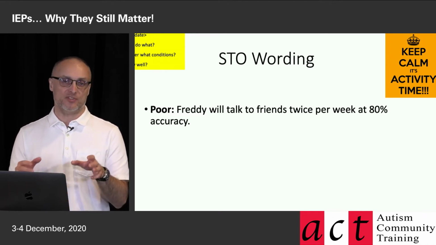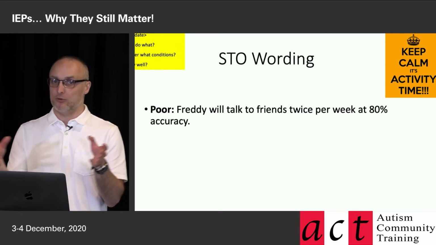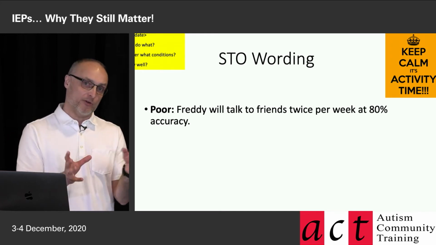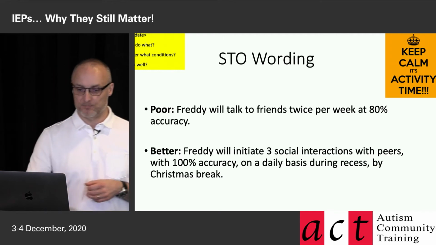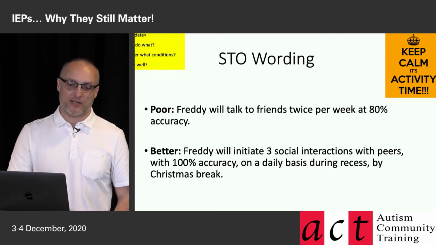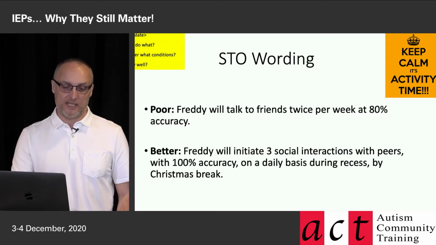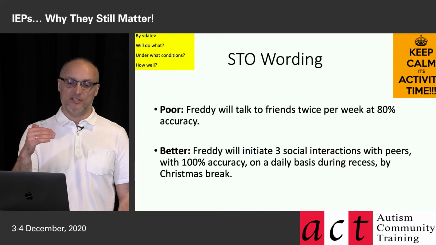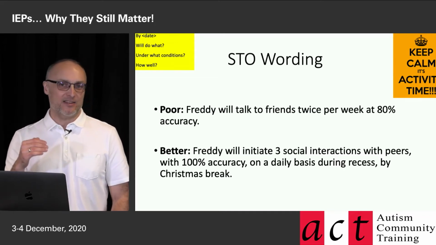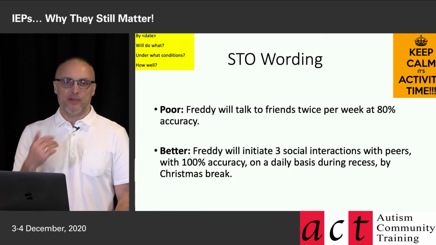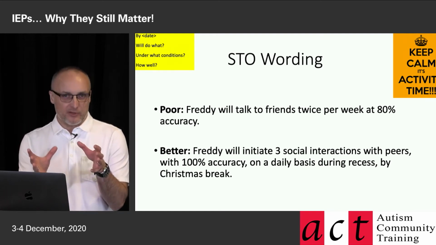And there might be some circumstances, some groups or things that only occur a couple times a week, and that can be the settings during those days, but then on the other days, how are we going to go about teaching this? Freddie will initiate 3 social interactions with peers with 100% accuracy on a daily basis during recess by Christmas break. So again, you're seeing those 4 elements brought into taking the poorly worded STO and making it a SMART objective. It's measurable. And it's very, very specific.